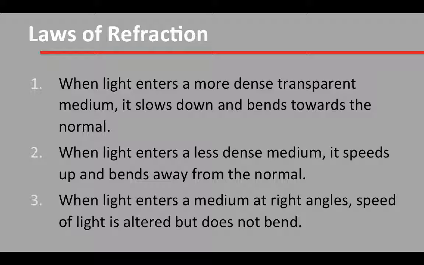When light travels from a more dense medium into a less dense medium, say from glass to air, it speeds up. And when it speeds up, it also refracts and bends, but it bends away from the normal when it's traveling into a less dense medium. The third law of refraction is that when light enters a medium at right angles, or 90 degrees, the speed of light is altered. It slows down or speeds up depending upon what medium it's going into. When it's at 90 degrees, it doesn't bend.